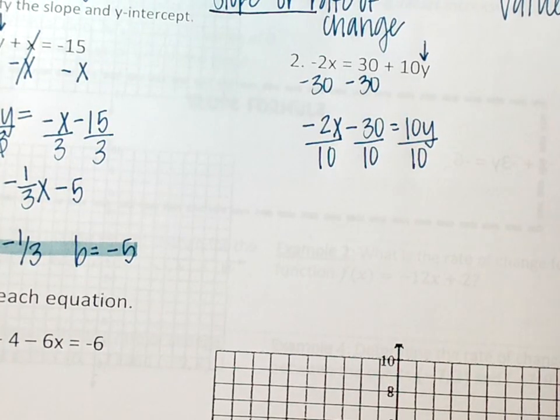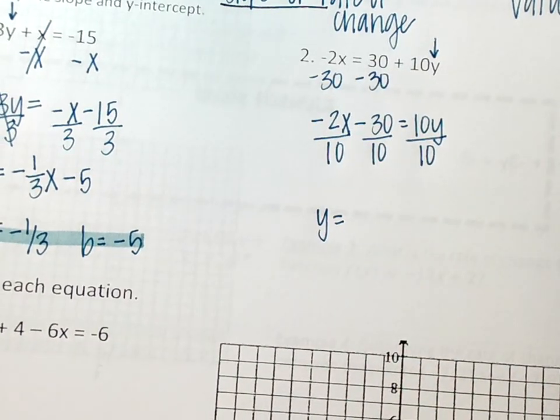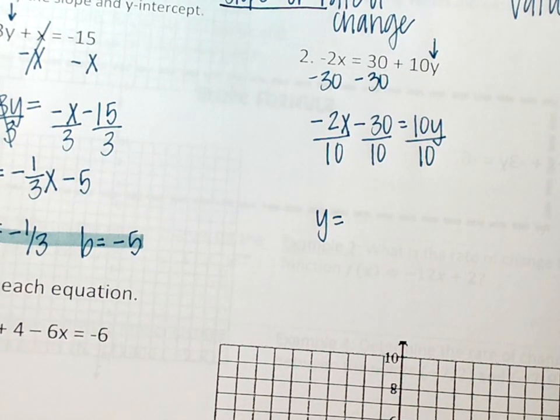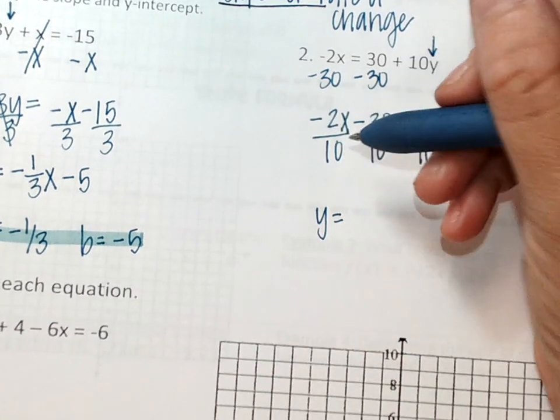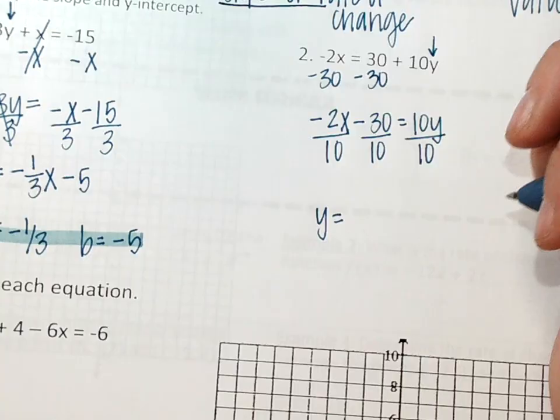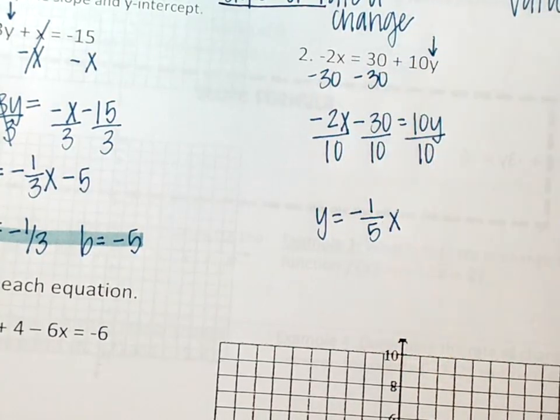Alright, now when I get to this point and the y is already by itself, I like to go ahead and just put it over here, like how I normally would see it, okay? It doesn't change anything, we're not changing any of the signs. I'm just going to flip it around so it's a little bit easier to read, okay? So y is equal to, what's negative 2 over 10? Yep, negative 1 over 5x, good job, okay?